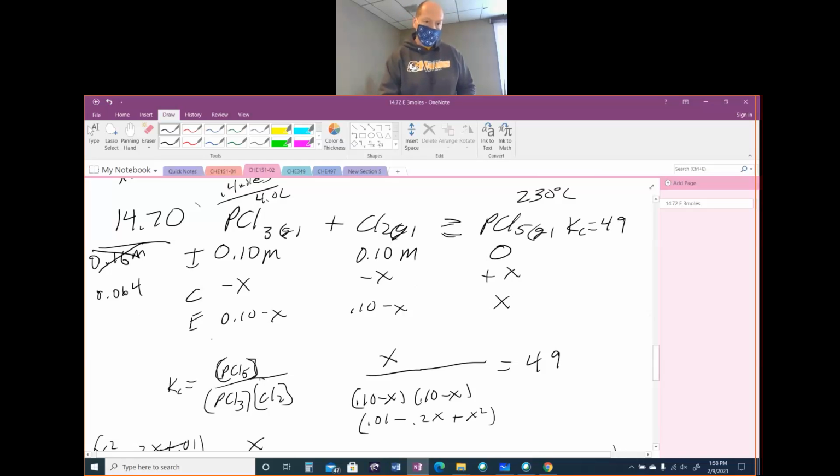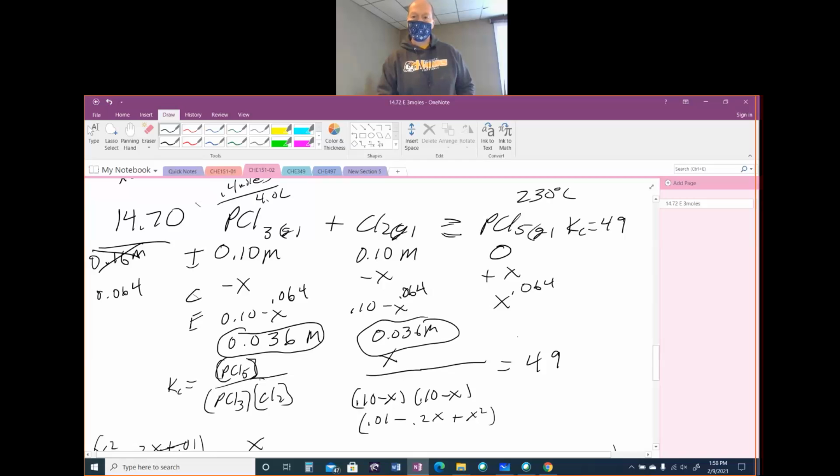And so your X value is 0.064. And so your answers are the concentration of PCl3, 0.036, concentration of Cl2, 0.036, concentration of PCl5, 0.064. So those are your equilibrium concentrations.